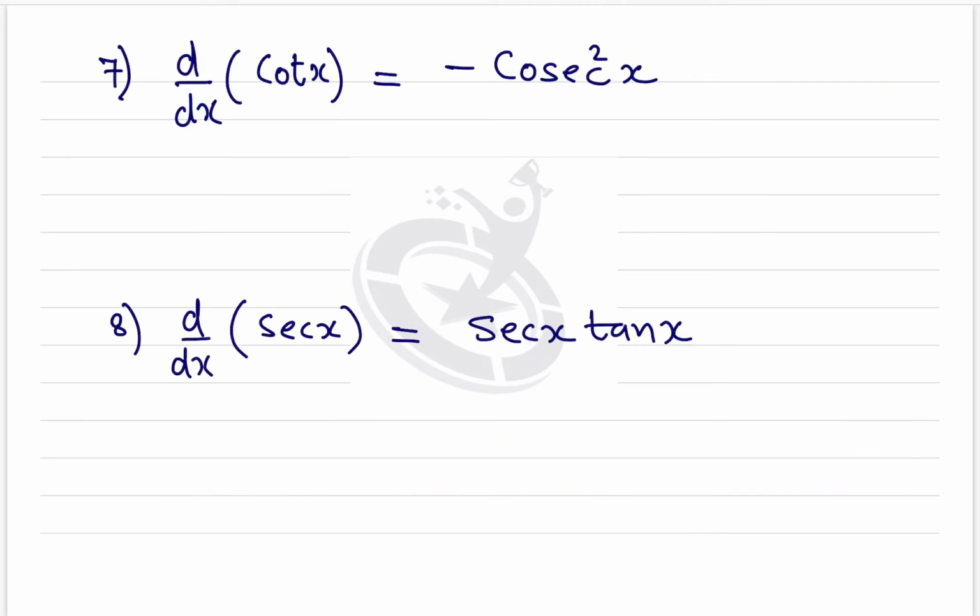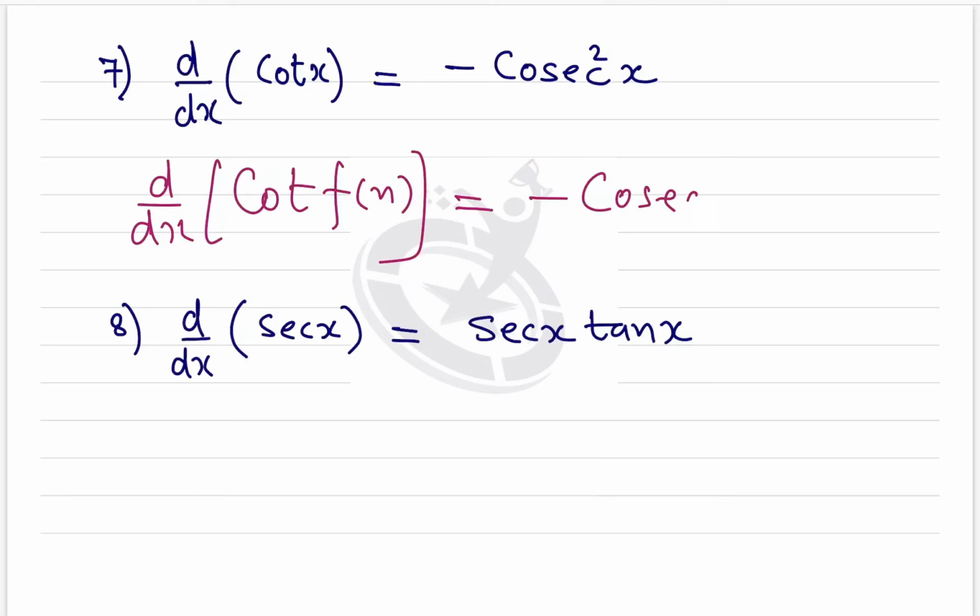The derivative of cot x was minus cosec square x. So the composite rule for cot f of x will be equal to minus cosec square f of x into the derivative of f of x.